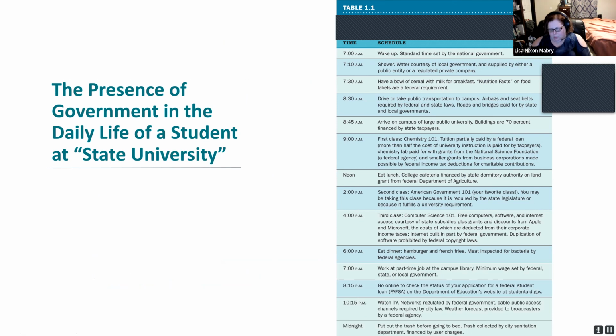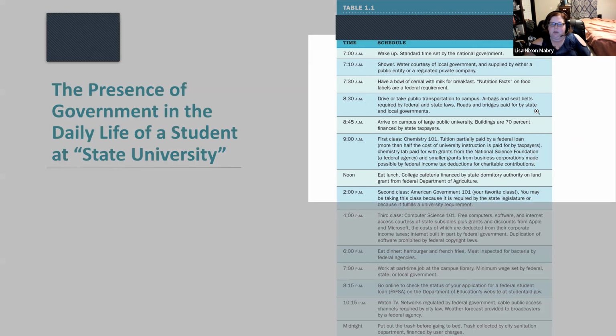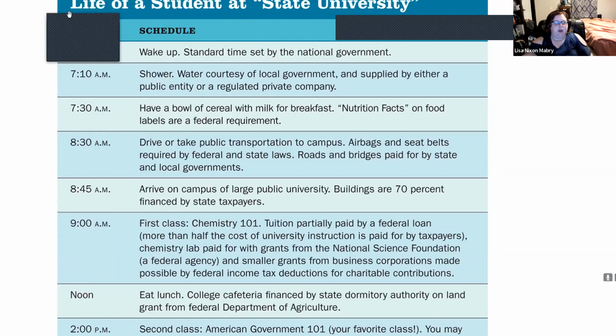I really, really love this table, which you'll find on page 6. For those of you who want to go along with it, let me slide the little video out of the way. Let me zoom in some. I know there's a way to zoom in, there we go. Okay, so I need to move this back.